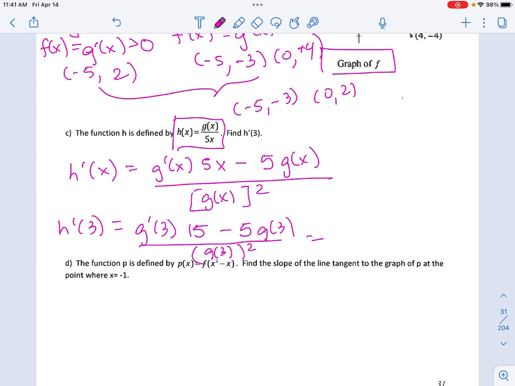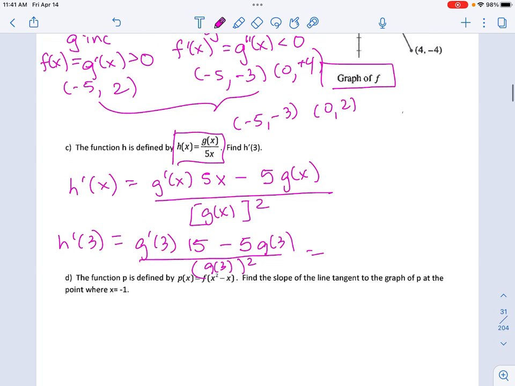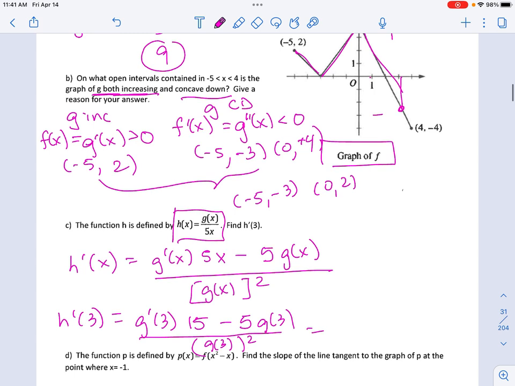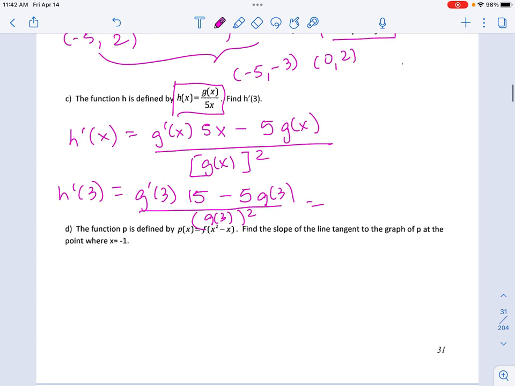So g prime of 3 is the same as the slope of this graph, right? G prime is the same as f. So g prime of 3 is the same as f of 3, which is this value, is exactly, I believe, it's actually -2. It's a straight line, so you can find it. So it's -2. I have 15 minus 5. And then g of 3 we calculated before was 9. And then this is going to be 225. And you can leave your answer like this or simplify it.